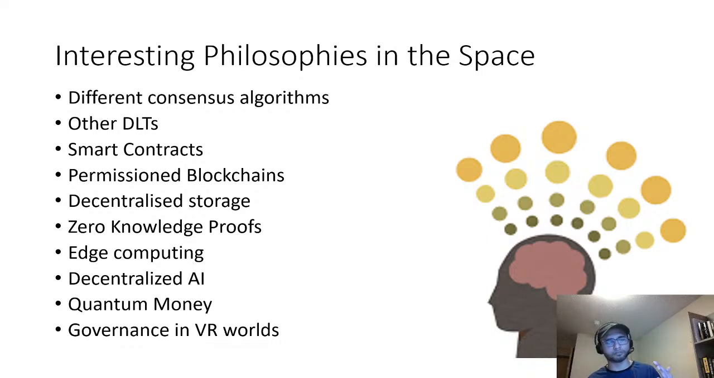You also have permissioned blockchains. These are private blockchains. Instead of making the blockchain public so that anyone can join, only certain specific people can join. So think about a blockchain between just banks and no one else, right? You have decentralized storage, which is the idea of storing data on a decentralized platform. You have zero knowledge proofs.